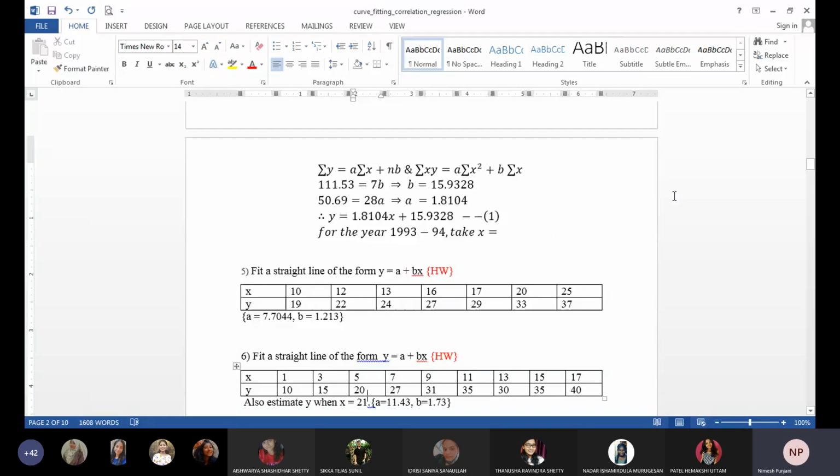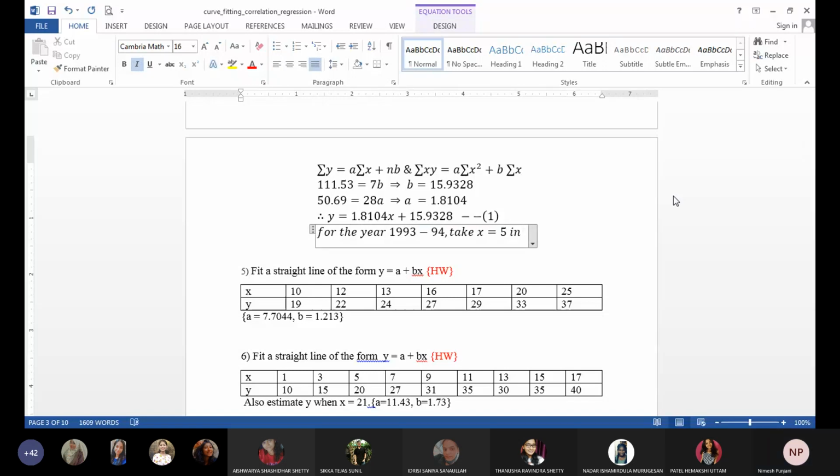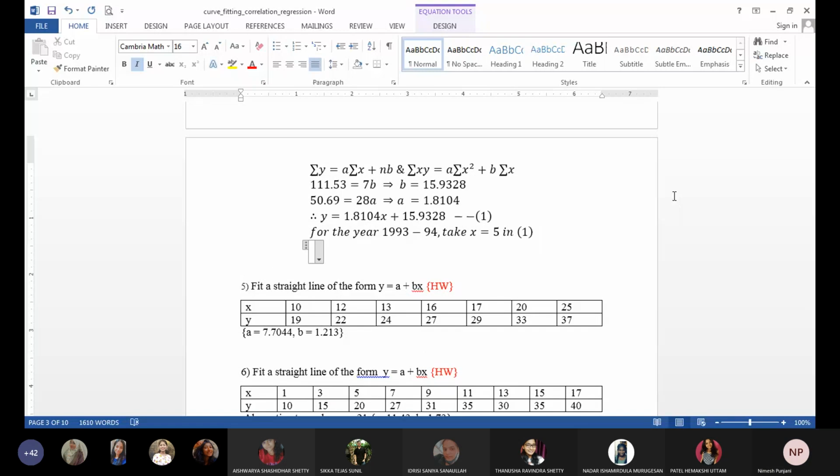So for the year 93-94, take x equals to 5 in equation 1. Okay, take x equals to 5 in equation 1. तो जो y का वैल्यू मिलेगा that will be the exchange rate for the year 93-94.